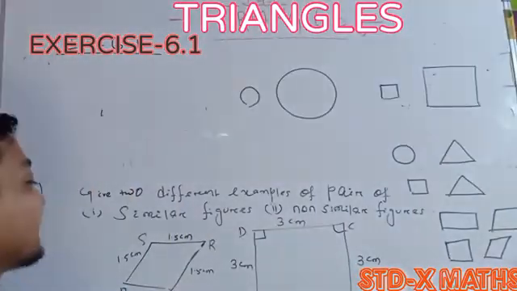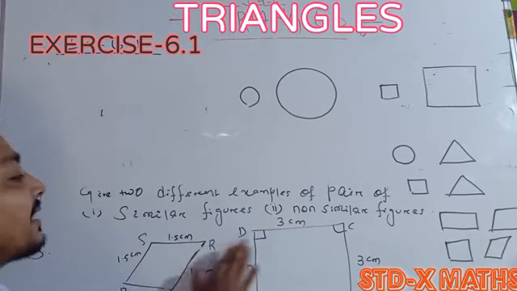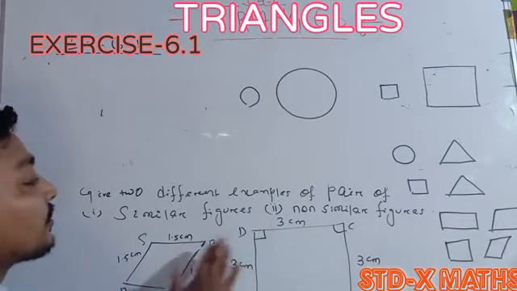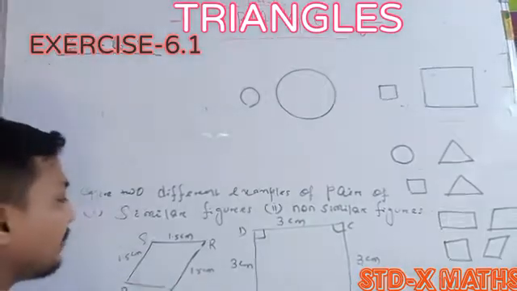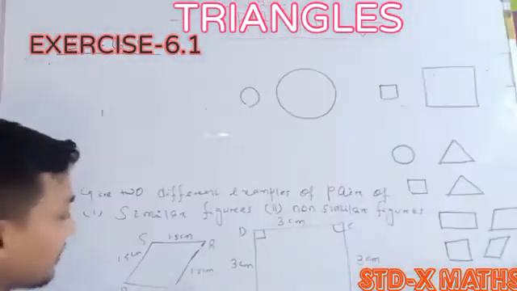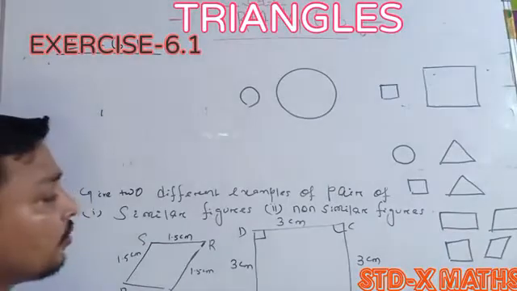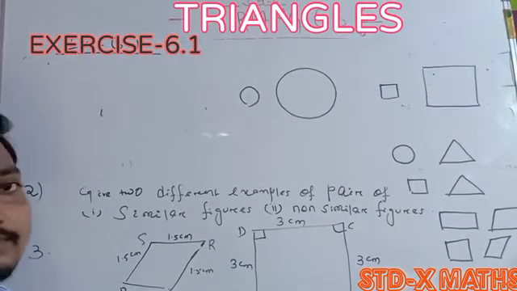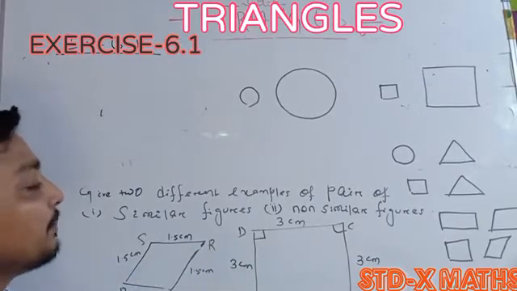Okay, and here is another question. Question number 3 is given. Here is one quadrilateral and here is another quadrilateral. You just have to say whether both the quadrilaterals, otherwise commonly you can call it a polygon, or since it is four-sided I am saying quadrilateral, are similar or not.